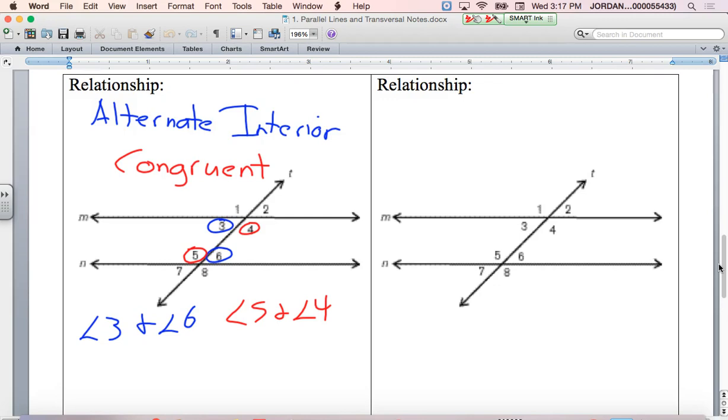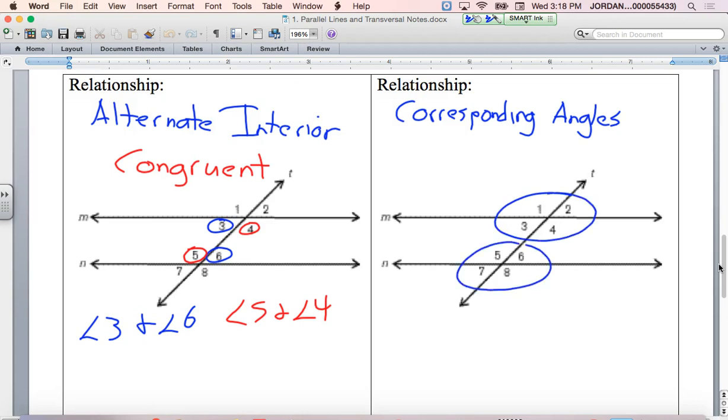All right. I think the very last one we'll talk about are corresponding angles. Okay, and the word corresponding basically just means they're in the same spot. They correspond to each other in the same location. So when you look at the top intersection and the bottom intersection, the corresponding angles are the ones that are in the same location at their respective intersections.